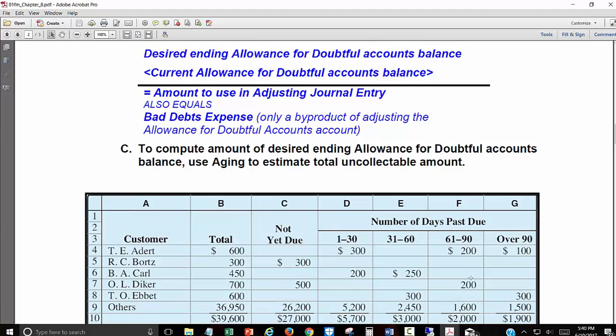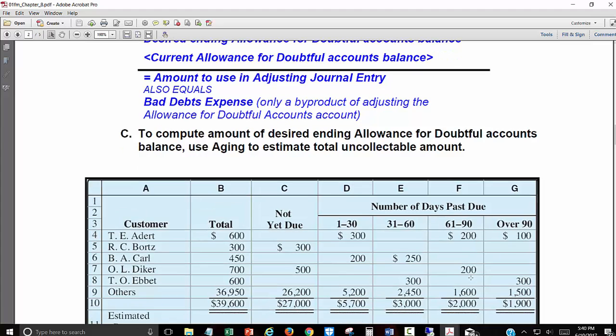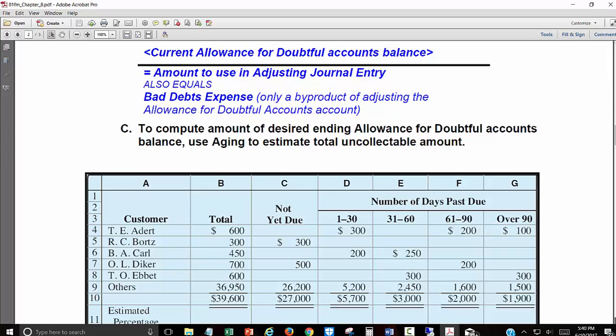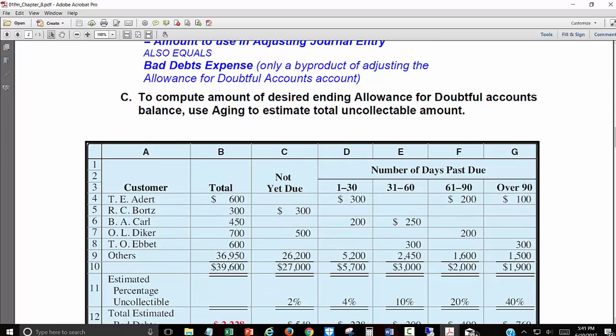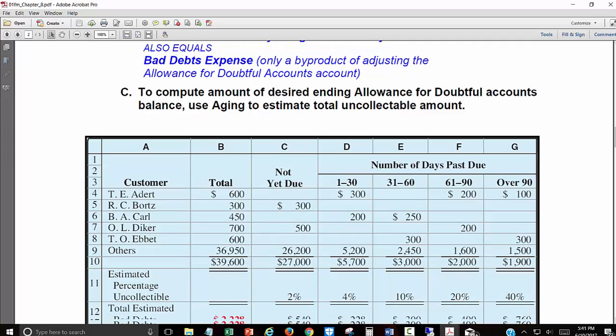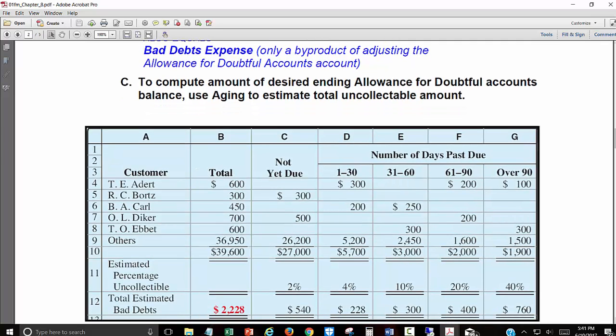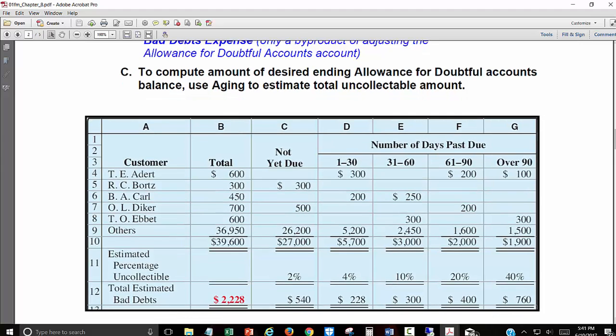So what are we looking for? Allowance for doubtful accounts, the amount of accounts receivable we expect not to be able to collect in the future. So we'll take these assumed percentages of accounts receivable uncollectability, multiply them by the dollar amounts in each of those categories, and calculate how much we think our allowance for doubtful accounts ought to be.